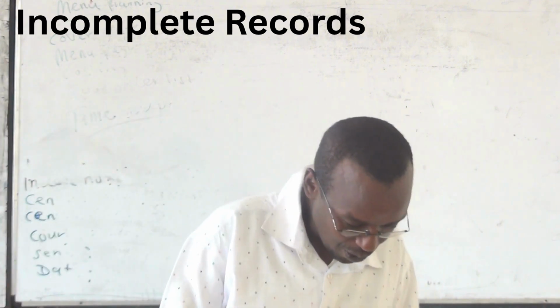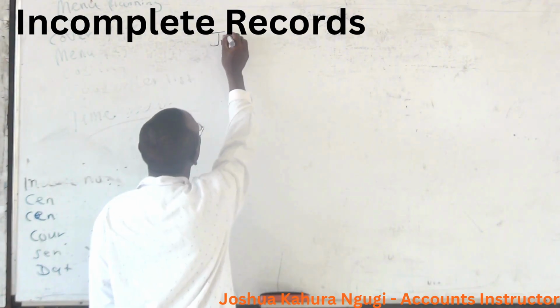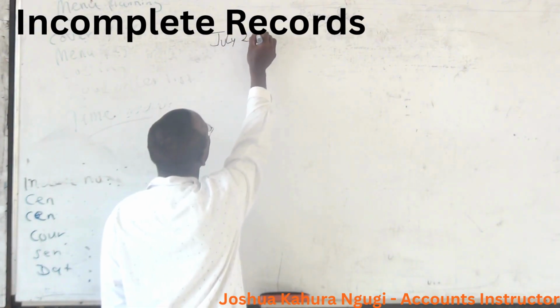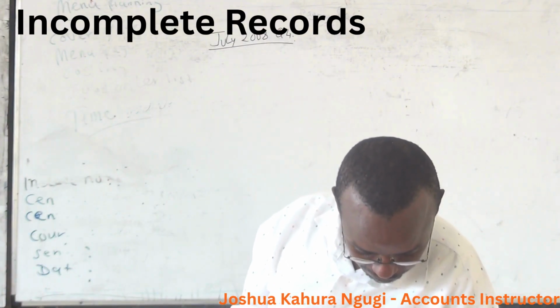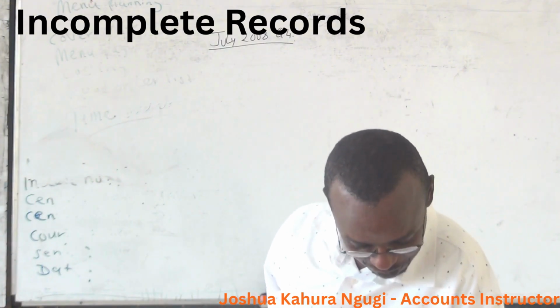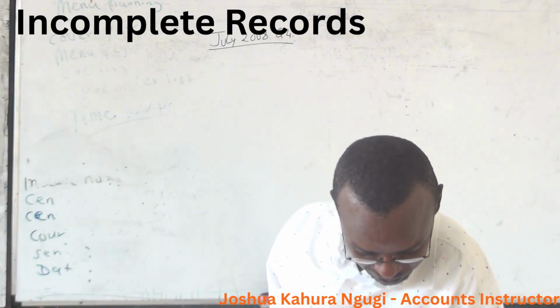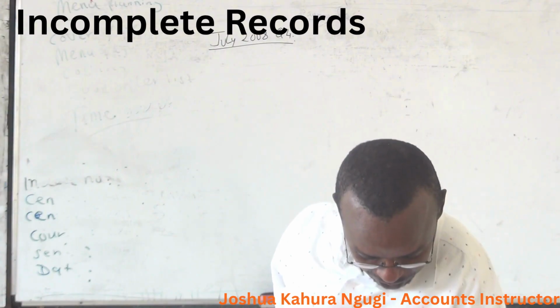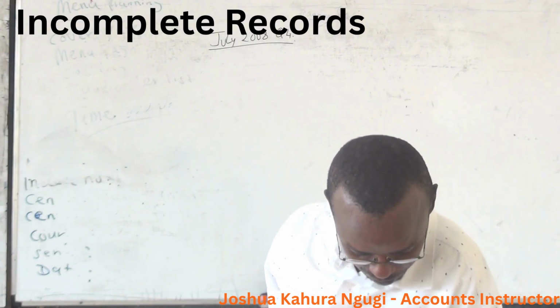This is a question of July 2008. Joyce Njeri runs a City Market store, selling curios of all descriptions. Most of her sales are for cash, although regular customers are allowed credit. No double entry accounting records have been kept, but the following information is available.